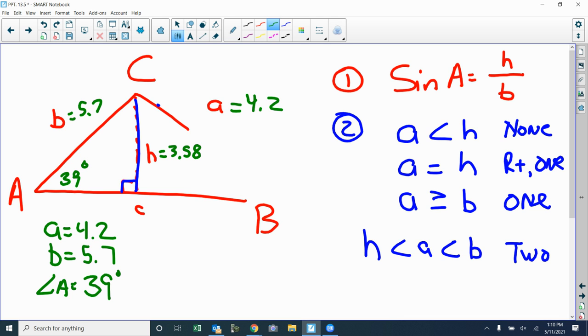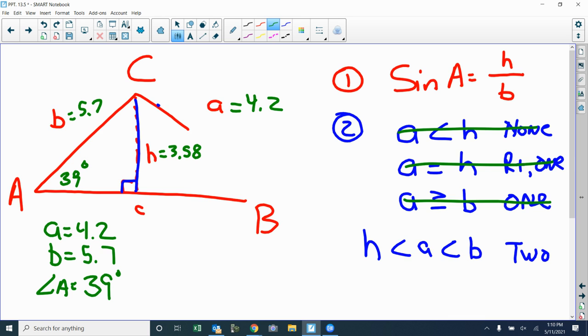Is the height greater than A? No. Is A equal? No. Is A bigger than B? No. Okay, is B greater than A? And is A greater than the height? Okay, so there's two. Now, here's where it gets a little tricky, so hang in there, folks.